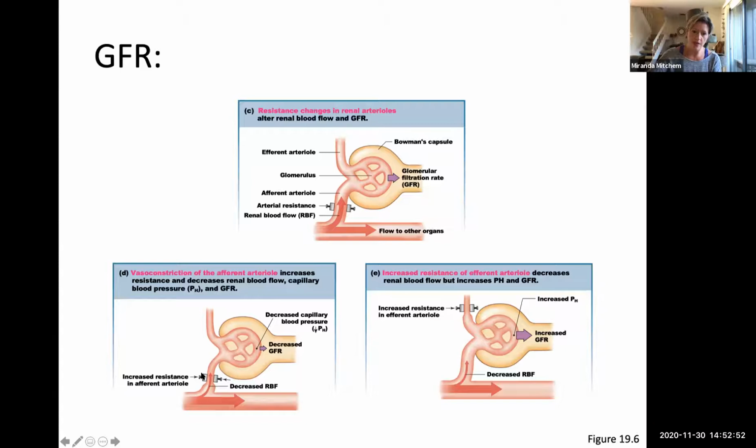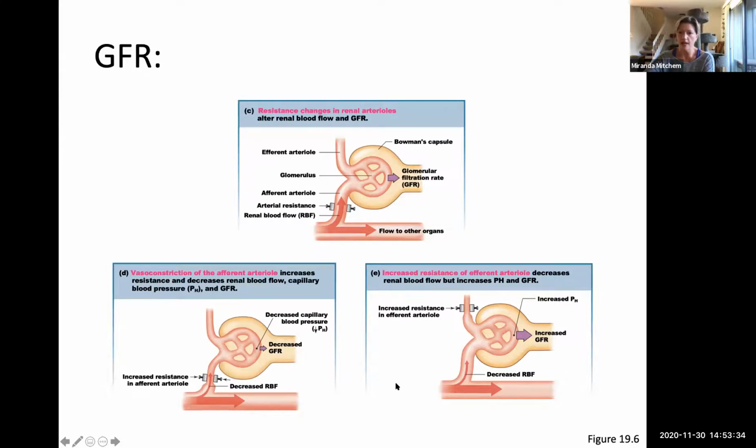But what happens if that afferent arterial clamps down, if it constricts? Well, then we push more blood to the other organs, and we have less going into the kidney. So that would result in a decreased glomerular filtration rate, since there is not as much force to push it through in the first place. So we see that vasoconstriction, right? We clamp down, that increases resistance, but it decreases flow through the kidney and results in a lower GFR.